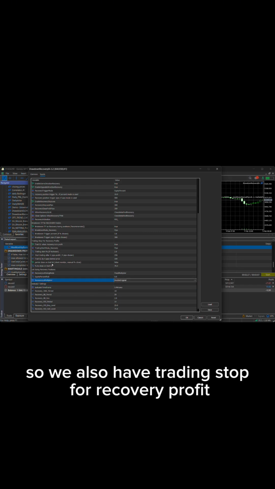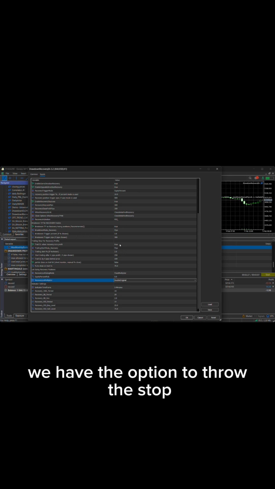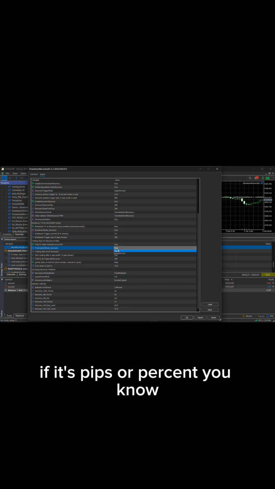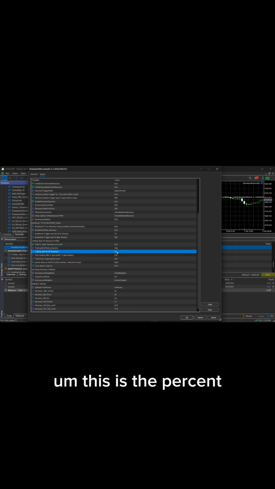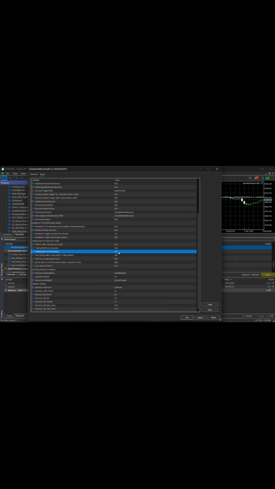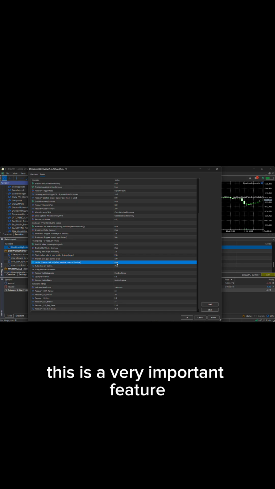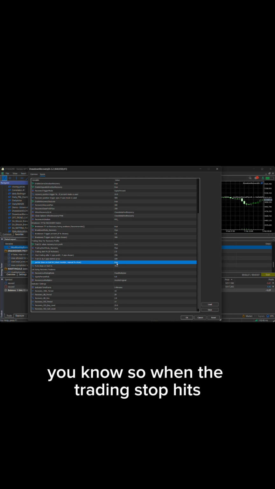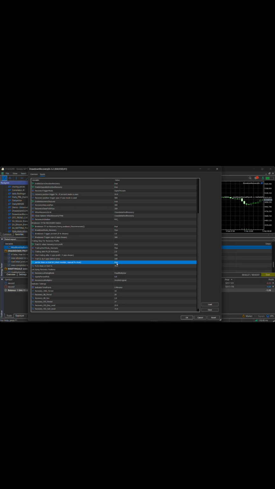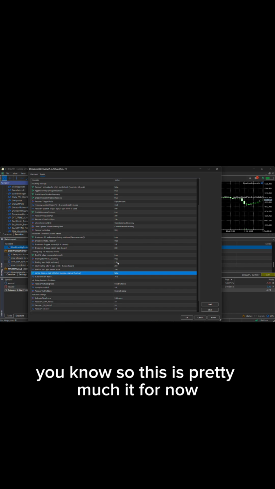So we also have trailing stop for recovery profit, so recovery doesn't end up being a loss. We have the option to trail the stop in pips or percent. This is the percent if percent is chosen. So most times if it's up to 2%, it can just start trailing. This is for pips, and this is enable partial closures. This is a very important feature. So when the trailing stop hits, instead of closing all the position, it just secures some and keeps the rest at break even. So this is pretty much it for now.